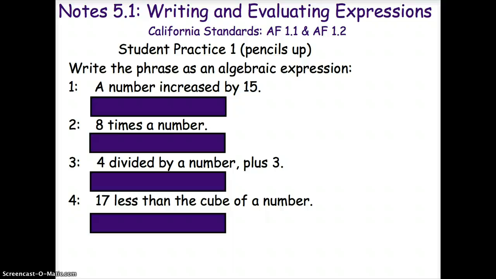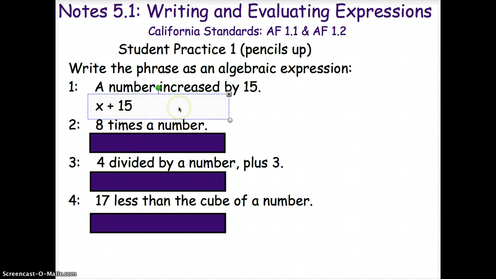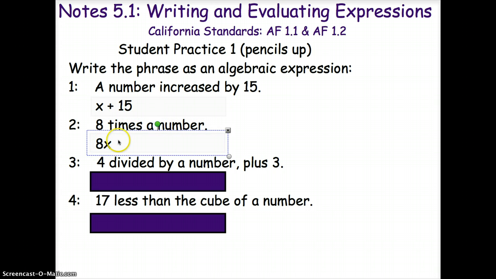Okay, welcome back. Let's see how you did. Number 1. A number increased by 15. X plus 15. Number 2, 8 times a number. I know I've got that multiplication, and I want to write it without any signs, so simply 8x.